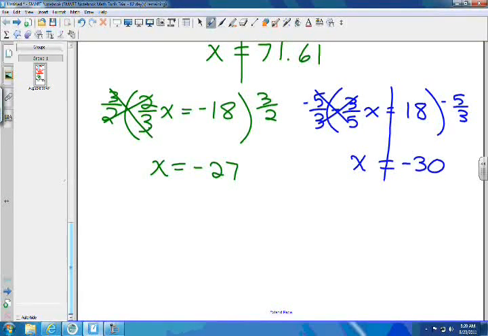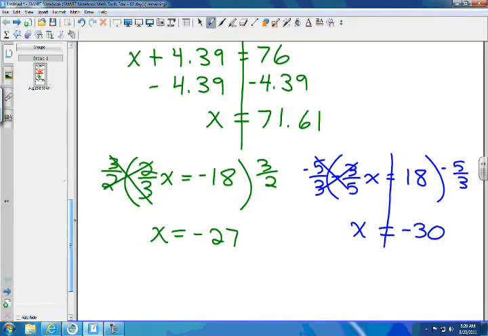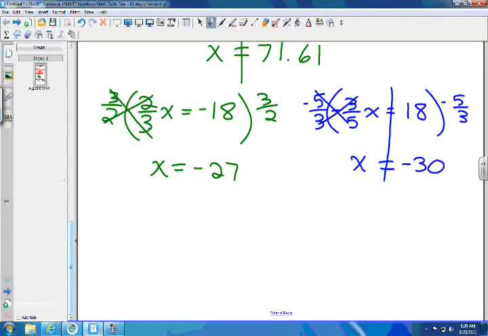Those are all one step. All the ones that we've done so far were just one step problems. We either subtracted or we multiplied. Same with division and addition. They're one step problems. Down at the bottom though, we get into multi-step.